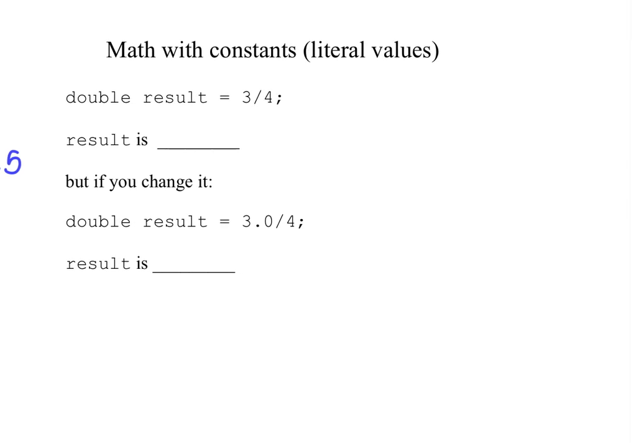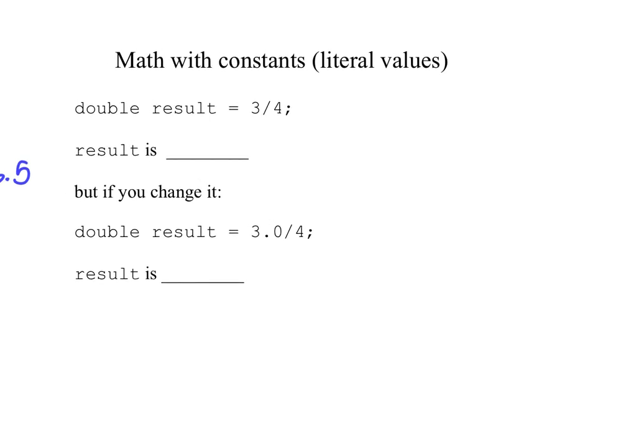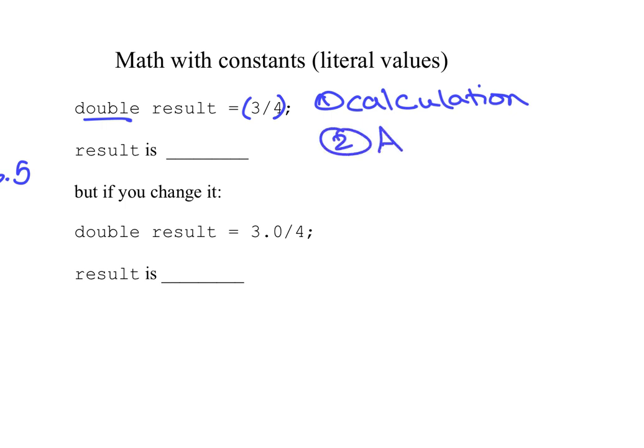All right, so for example, if you have math constants or literal values here, we have 3 divided by 4. So if we're storing that in a double, even though we're storing it in a double, the math is done first. So you have to realize this doesn't all happen at once. The calculation is done first, and then the assignment. The assignment is when we actually put the value into result.